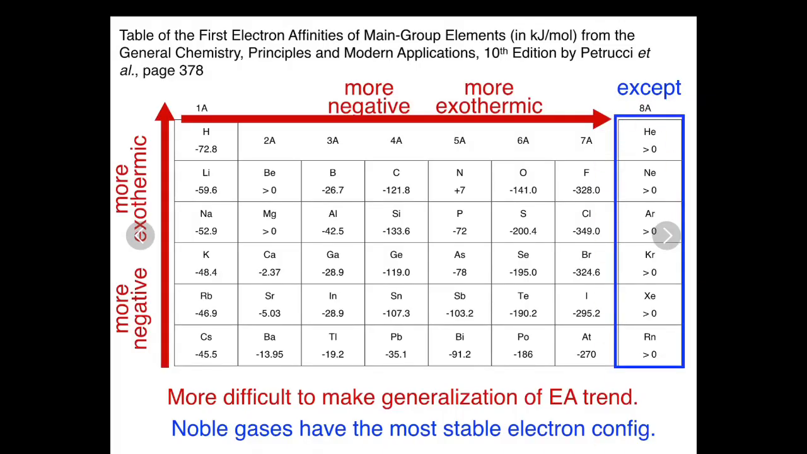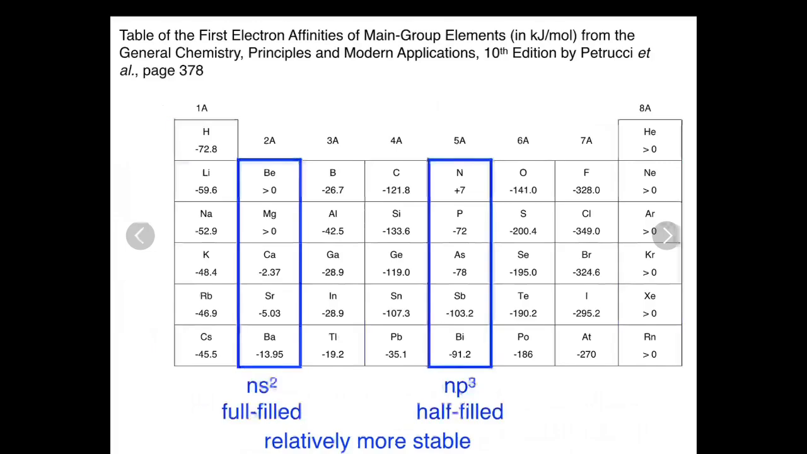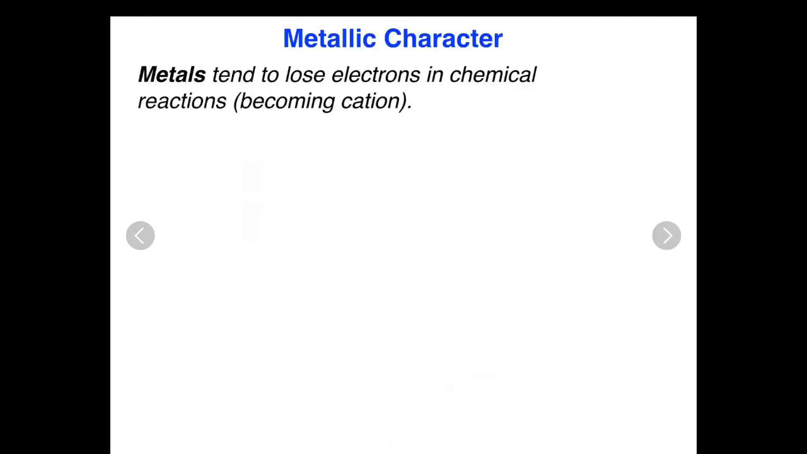Okay, so the next thing we are going to take a look at is between group 2A and 5A again, right? So you probably see that this breaks the trend. The reason for that is because these two have half-filled and full-filled configurations that are relatively more stable.